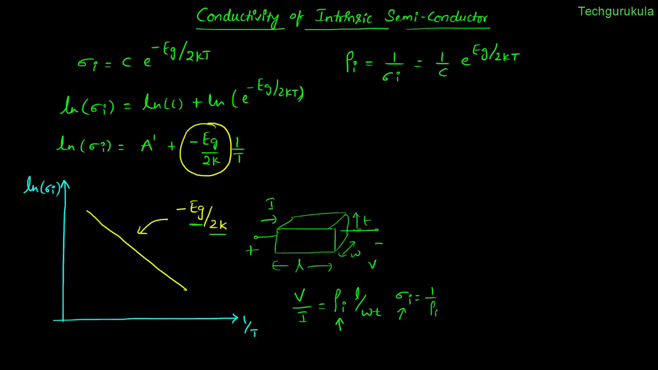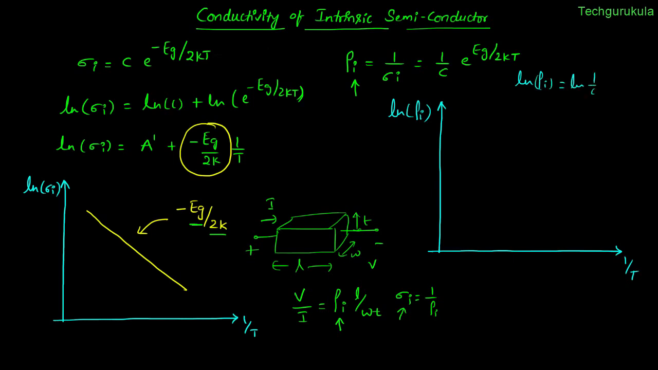Now similarly, if you try to plot for the resistivity of intrinsic semiconductor, where I am taking the x-axis to be 1 over T and the y-axis to be ln of rho i, we can write ln of rho i is equal to ln of 1 over C, which would be a constant, plus Eg over 2k times 1 over T. Now if we try to plot this graph, it would look something like this, where the slope of this function would be equal to Eg over 2k. And again, instead of plotting ln of conductivity, we can plot ln of rho i, and we can find the slope of it, from which we can find the energy band gap of the semiconductor.